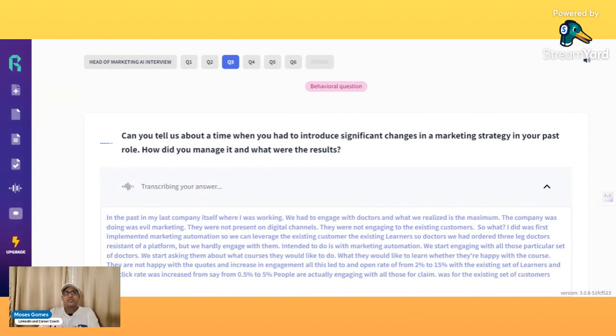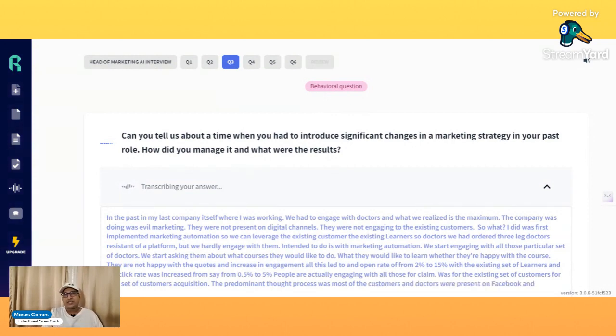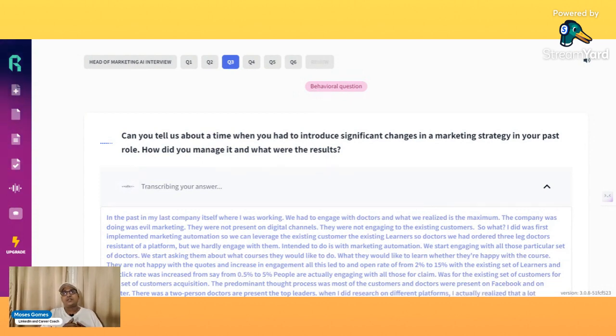For new customer acquisition, the predominant thought process was that most doctors were present on Facebook and Twitter. There were say 2% doctors present, the top layer doctors. When I did research on different platforms, I realized that around 20% of doctors are on LinkedIn. So if 40% doctors are on Facebook, then 20% doctors are also on LinkedIn. I started using Facebook and LinkedIn as a collaborative strategy to introduce the new courses and get a new set of doctors on our platform. This actually resulted in an increase of 25% doctors.